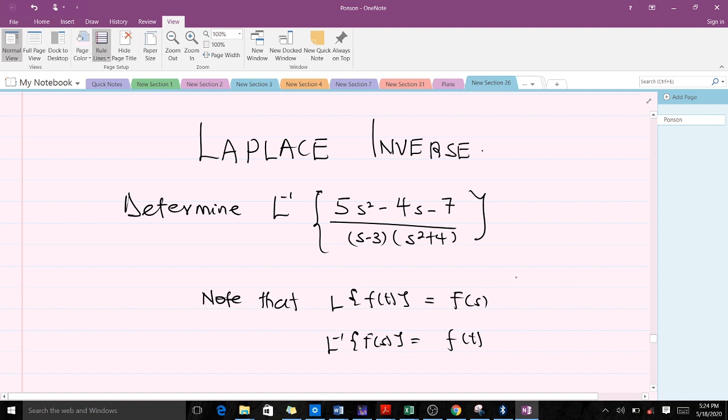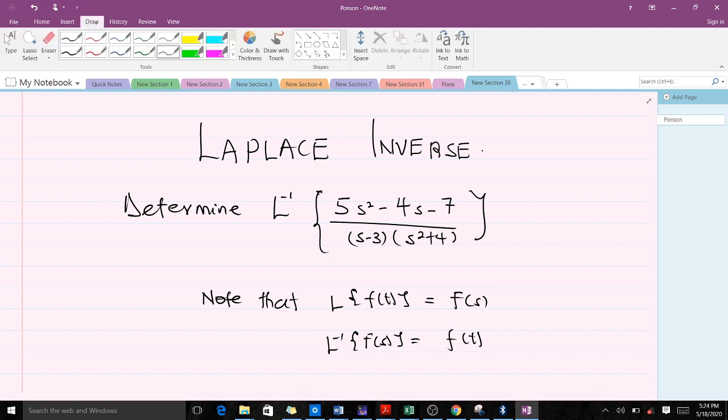We still continue with the Laplace inverse, and in today's lesson we are going to learn to find the Laplace inverse of this particular expression here.